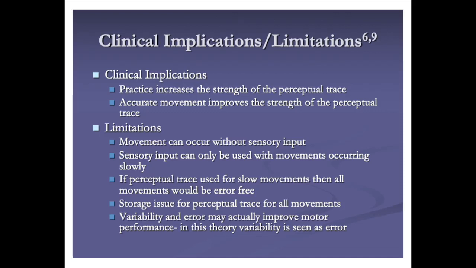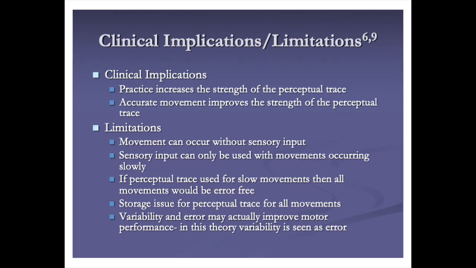Some limitations. Movement actually can occur a lot of times and we don't get sensory input back, or we don't get good sensory input back. Sensory input and pulling it back and then comparing it to the perceptual trace and then improving the movement, that would actually take time. And so that would only be able to occur with movements that happen slowly. Movements that happen very rapidly, before we can get sensory input back and analyze it, then this perceptual trace wouldn't really help us, and how would it explain us getting better?